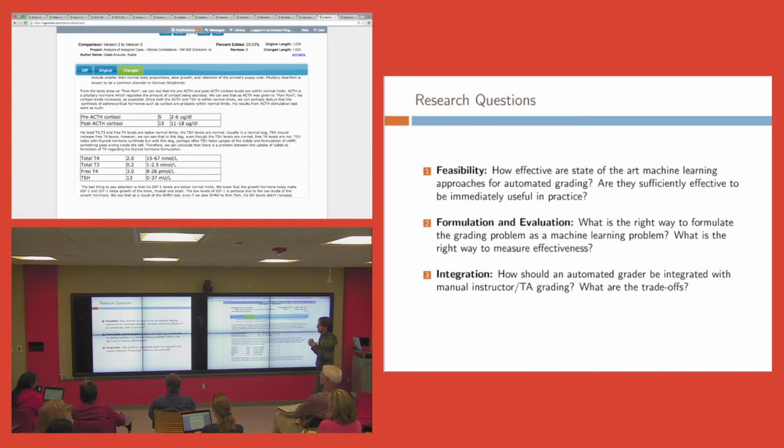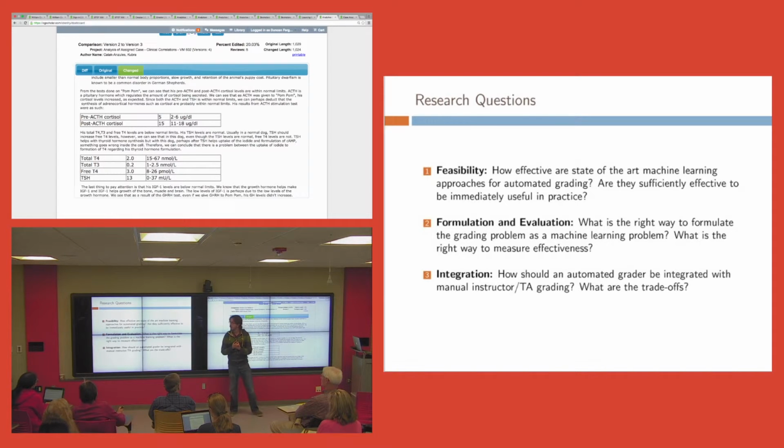So we've done some work here, and these are the research questions that we're interested in. First is feasibility. How effective are state-of-the-art machine learning approaches for automated grading? There are all kinds of machine learning tools that I'm familiar with from my CS background. How applicable are they? Can I use them right now? How well do they do? Is this even possible to do with standard state-of-the-art tools?